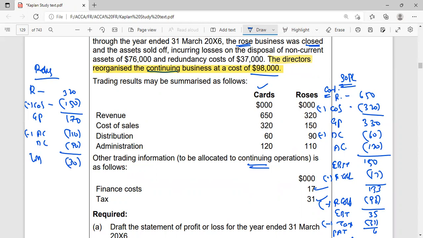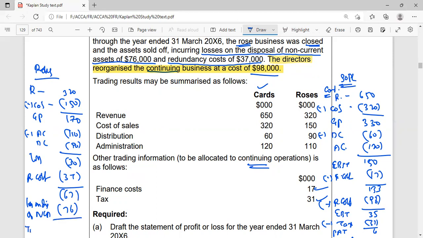Then what is the other cost? Here it is clearly stated, redundancy cost. Redundancy cost is 37,000. So total redundancy cost is 37,000. Then total 67. And another one is loss on disposal of non-current asset, 76,000. Then total loss is 143.